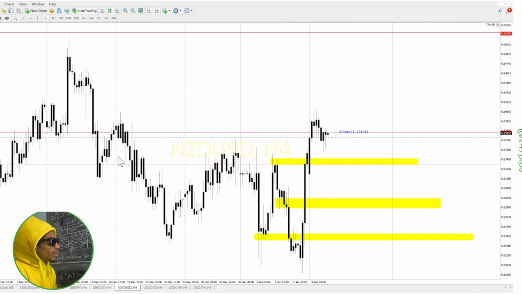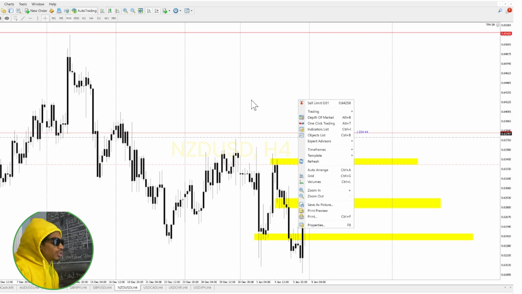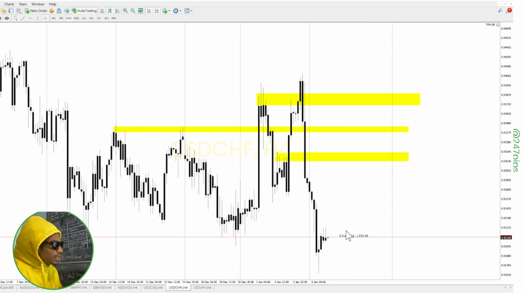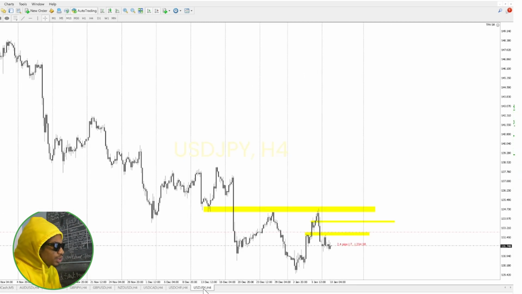NZD, we are progressing upwards, looking to probably take our profits around these areas. Depending on if we get there, we'll look to see what the structure is like and all that. And apart from that, no trade on this, still just pushing to the downside, no retracement.